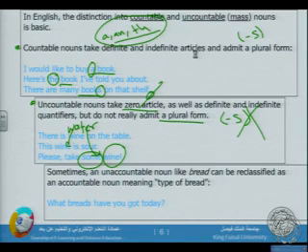Okay? Sometimes a countable noun and an uncountable noun, like bread, can be reclassified as a countable noun, meaning type of bread. إذا كنا نحكي عن type of bread ممكن نحكي breads. What breads have you got today? فهنا البريد هي uncountable بالأساس، لكن ممكن تكون countable في حال إذا كنا نقصد أنواع الخبز.